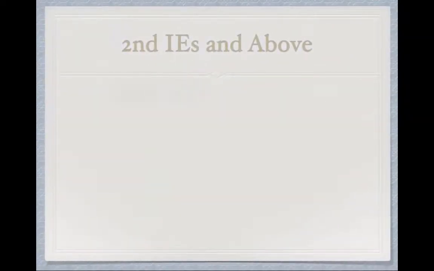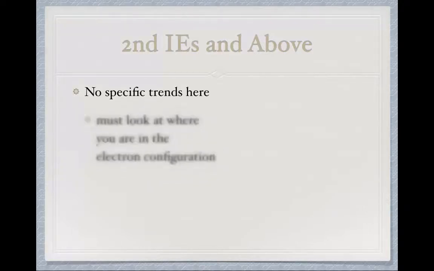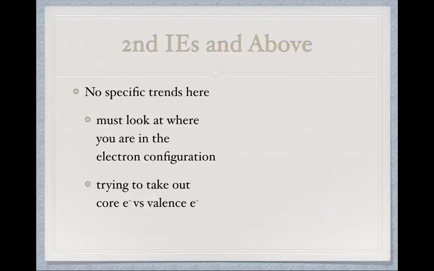Now, if we start looking at second ionization energies and above, we really have no specific trends that we can report, mainly because it's really dependent upon where the ionization is in that atom's electron configuration. And the real issue comes in, are we trying to take out valence electrons, or are we trying to take out core electrons? And if we're trying to remove a valence electron, it's going to be much easier than trying to remove a core electron.